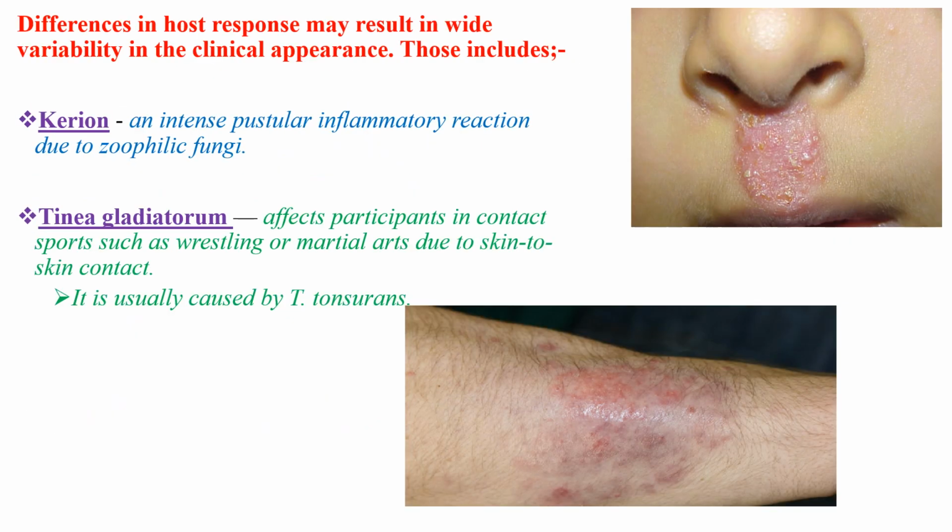Differences in host response may result in wide variability in clinical appearance. From this, Kerion is one of them. This is an intense pustular inflammatory reaction due to zoophilic fungus. As you know, dermatophytes can transmit from human to human, from animal to human, and they can even live in soil. Tinea gladiatorum affects participants in contact sports such as wrestling or martial arts due to skin-to-skin contact. This is usually due to Trichophyton tonsurans.